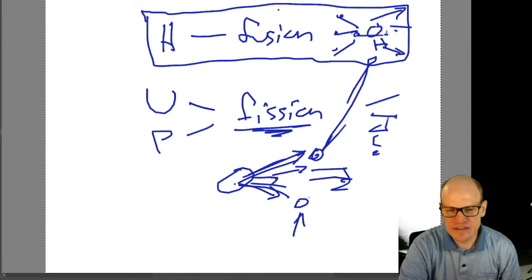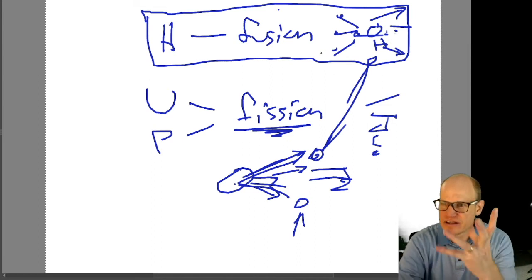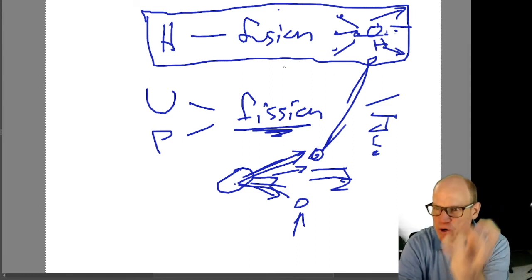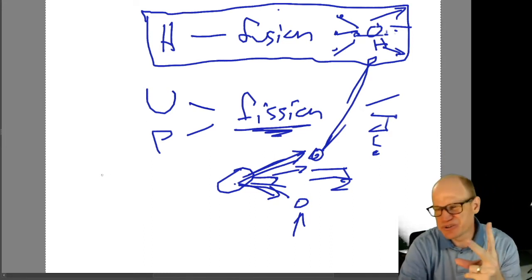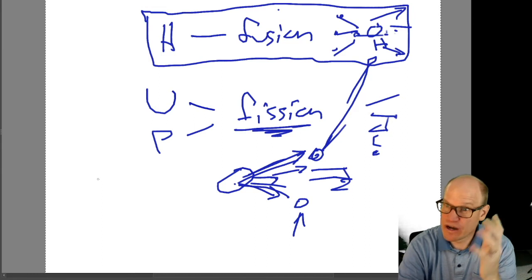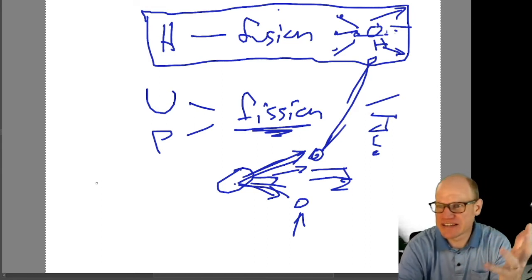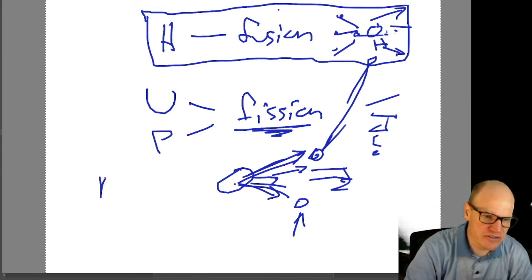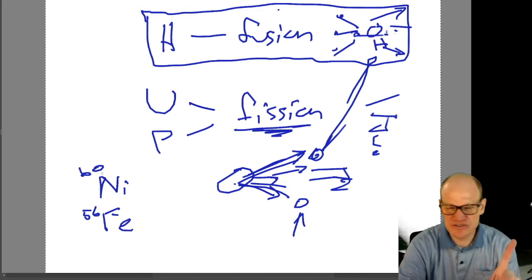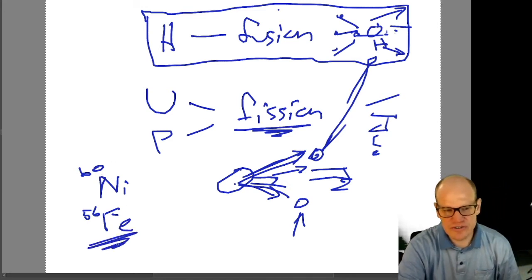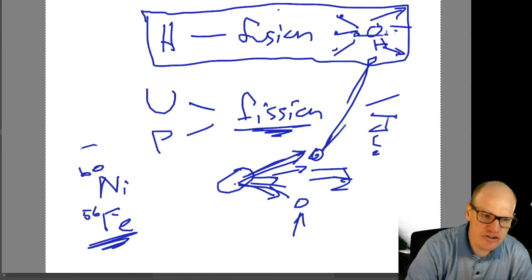So eventually you get to the point where there is a most tightly bound nucleus. There are actually two that are basically the same. It depends on how you measure tightly boundedness. It's nickel 60, I think, and it's iron 56. Iron 56 and nickel 60, I think these are the two. This one I'm sure about, iron 56. Nickel 60, I think, is correct. Anyways, these are the most tightly bound nuclei.